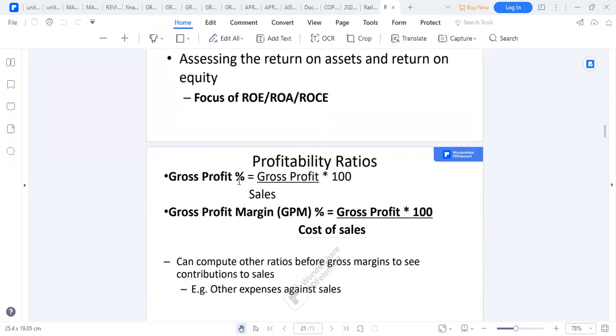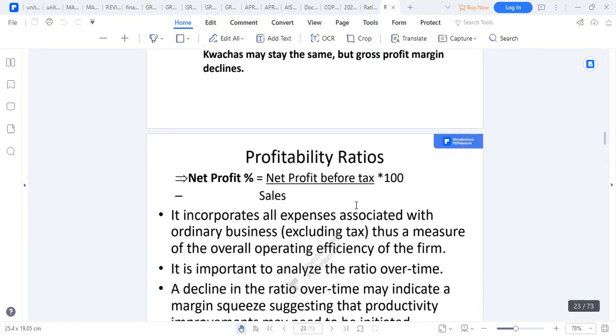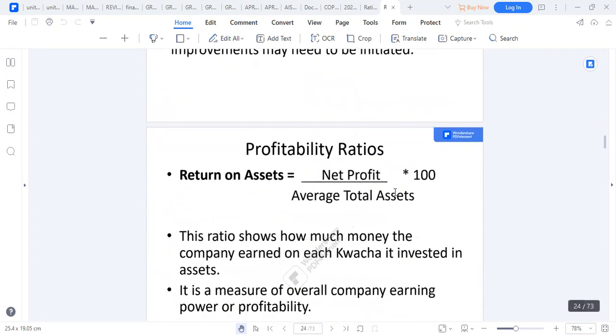The gross profit percentage is simply gross profit over sales times 100. Gross profit margin is simply gross profit over cost of sales times 100. And we also have net profit percentage, which is simply the net profit before the taxes over sales times 100. And the return on assets is simply the net profit over the average total assets times 100. So this looks at how much money is being earned on every quarter invested in terms of assets.